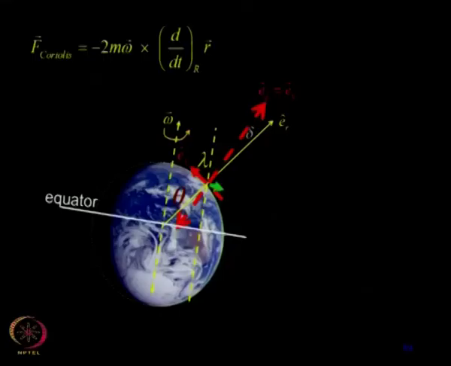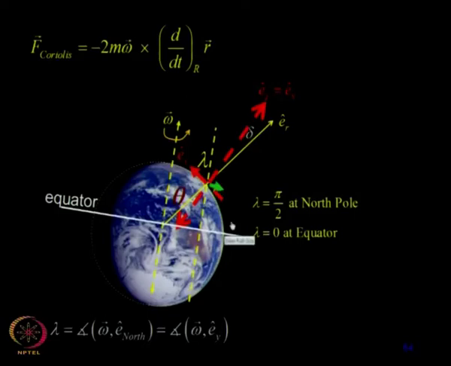So, you can always locate the north, and you choose an Ey axis which is pointing toward the north. The angle between omega and the north, this is the direction of omega, this is the red arrow, which is a local direction of north, it will change from point to point. This angle is what I call lambda. This is the angle between omega and Ey. Ey is the unit vector in the direction of north at the local point. You can easily see that lambda is equal to pi by 2 at the north pole. Lambda will be equal to 0 at the equator. You can easily see that from this figure.